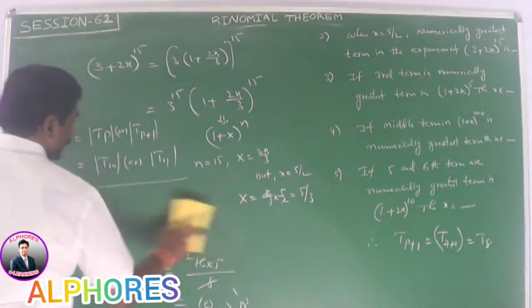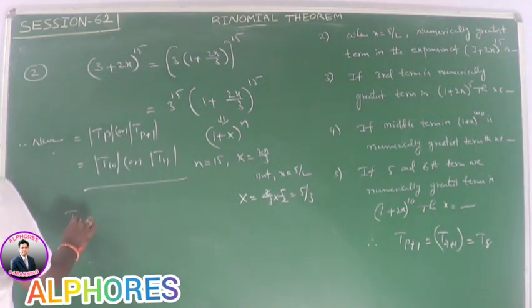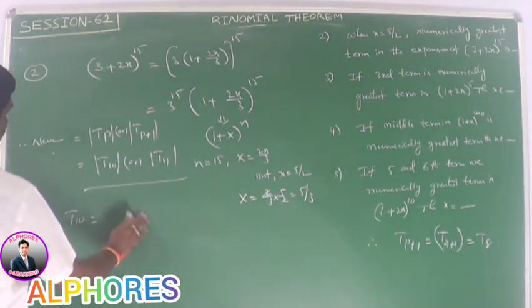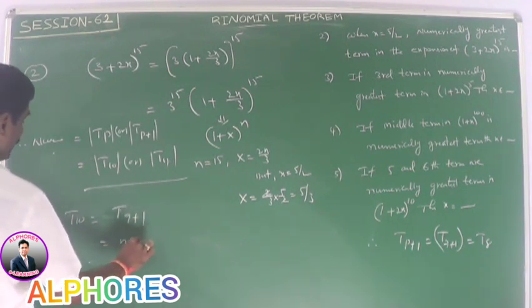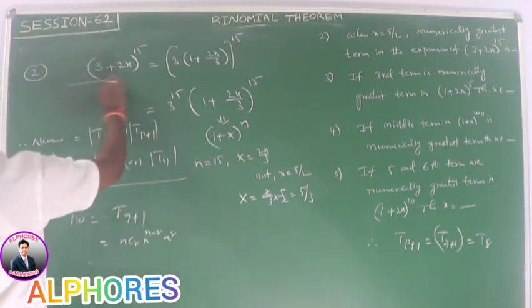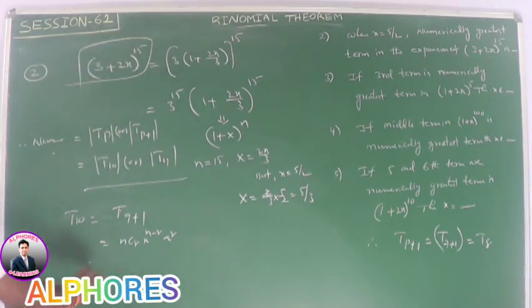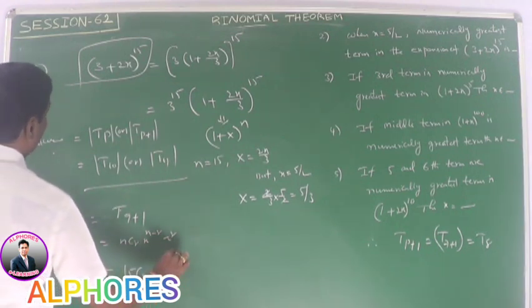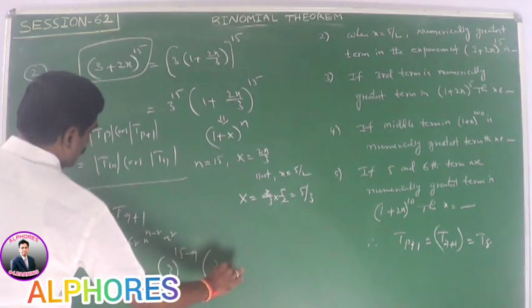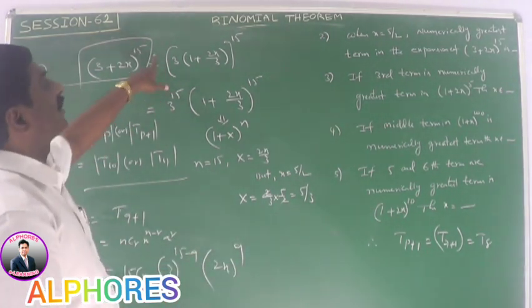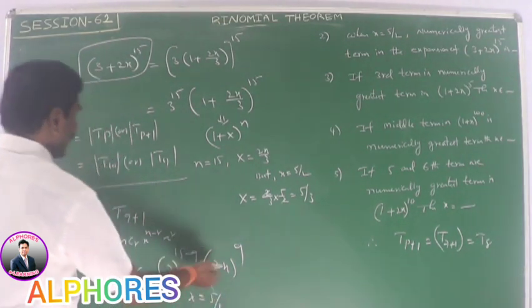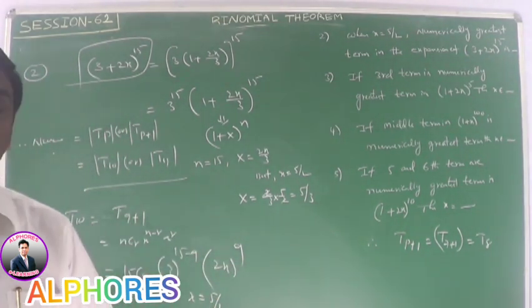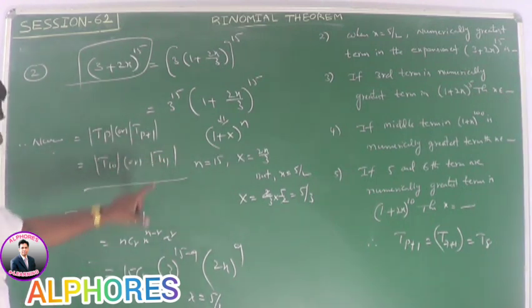Therefore, T10 is equal to, what is the meaning of T? T9 plus 1 is equal to nCr into x power n minus r into a power r. The given binomial expansion is 3 plus 2x whole power 15. So 15C9 into 3 power 15 minus 9 into 2x whole power 9. What is the value of x? Here x is equal to 5 by 2. Substitute these values, we get the numerically greatest term. Suppose we find T11, this value is also the same. Okay, whether you find T10 or T11, both are equal. Please check those values.